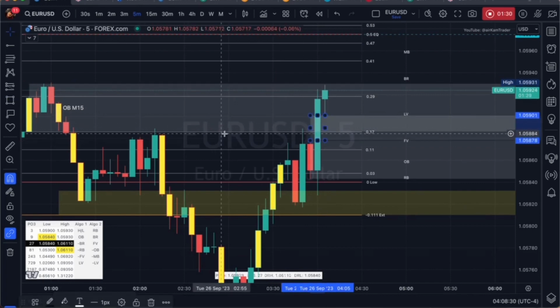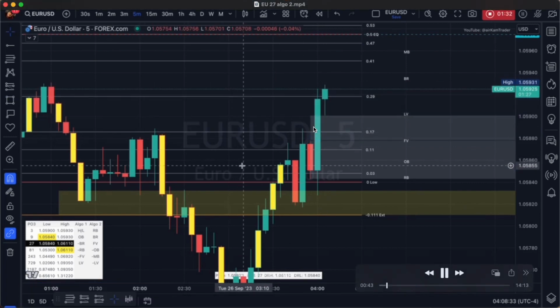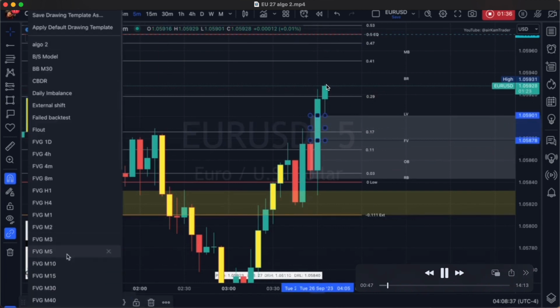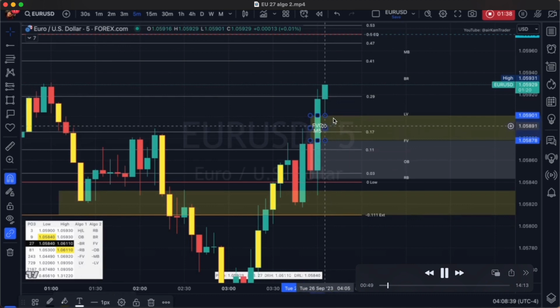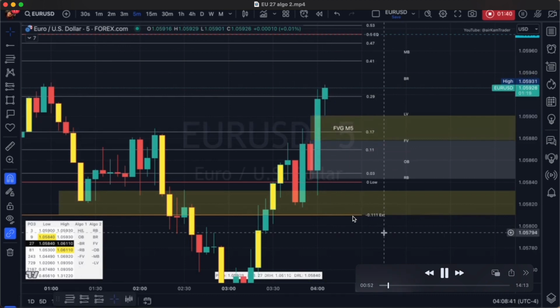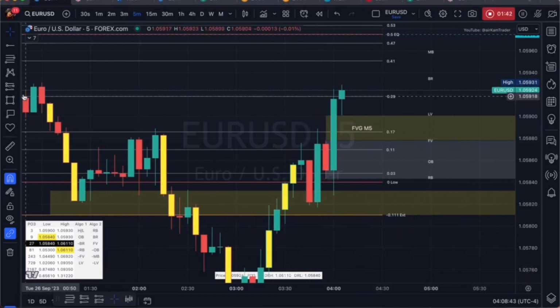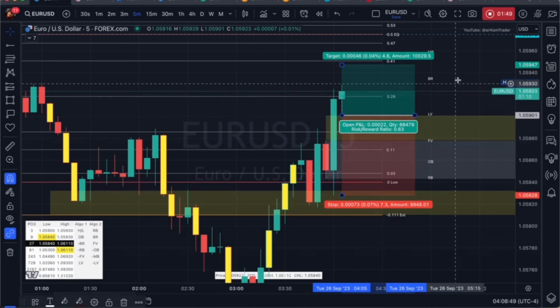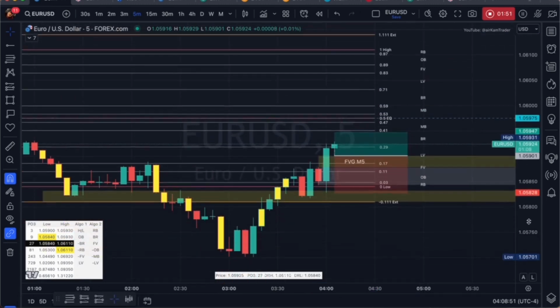There, that's where I'm anticipating the fair value gap will form. So not perfect, but close enough. Look, we violated the 15-minute OB now, so I'm bullish. There's my 5-minute fair value gap. I put my long position in, and then I switch to MetaTrader and enter my order shortly.